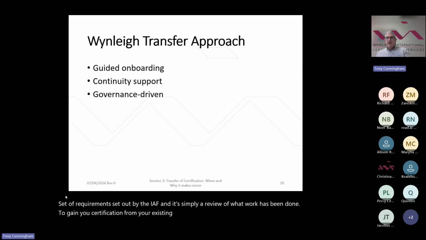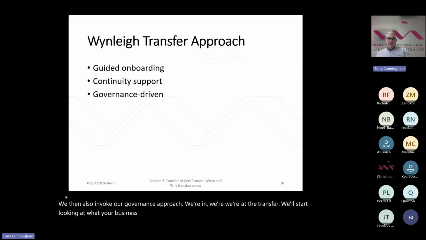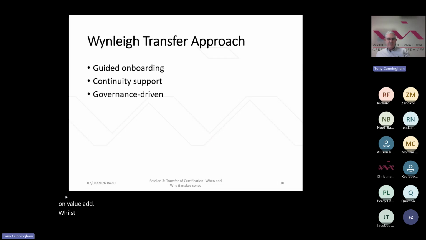We then also invoke our governance approach, wherein at the transfer, we'll start looking at what your business processes are, how complex they are, what risks they carry, and start designing an audit program for the 3-year cycle to ensure that we focus on value add whilst complying with all these rules that I speak of. But very importantly, giving you the kind of feedback that's going to create a sustainable organization through the value add that we offer.